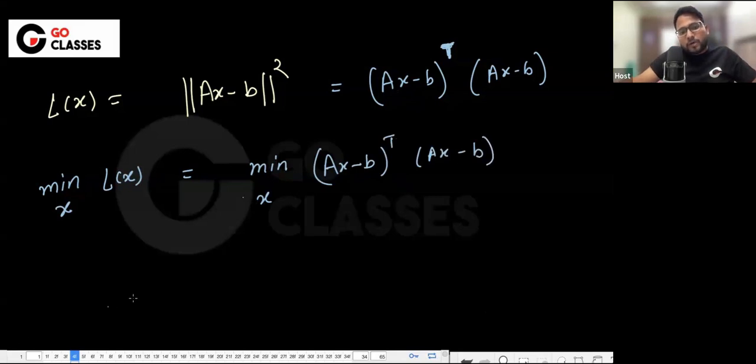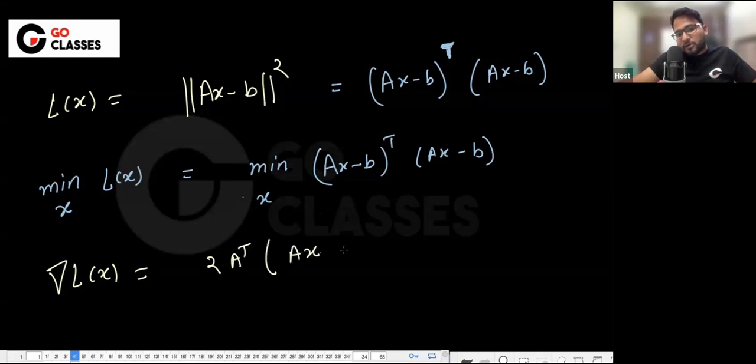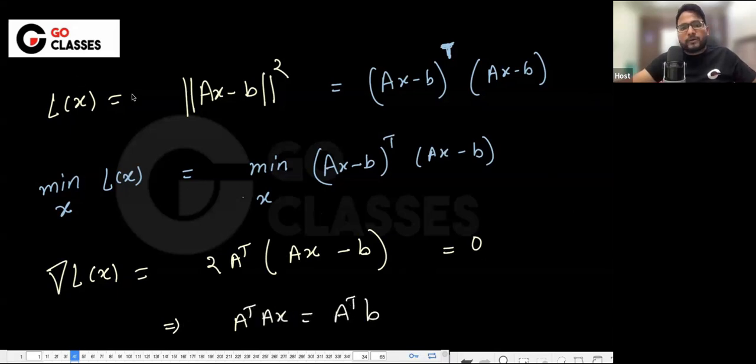So if you differentiate this, then what was the gradient? It is 2x x transpose. And if you take one more transpose, we have done it earlier also. So it will be something like this, right? And then if you make this gradient 0, then it will be A transpose A x equal to A transpose b. Is this okay to everyone?